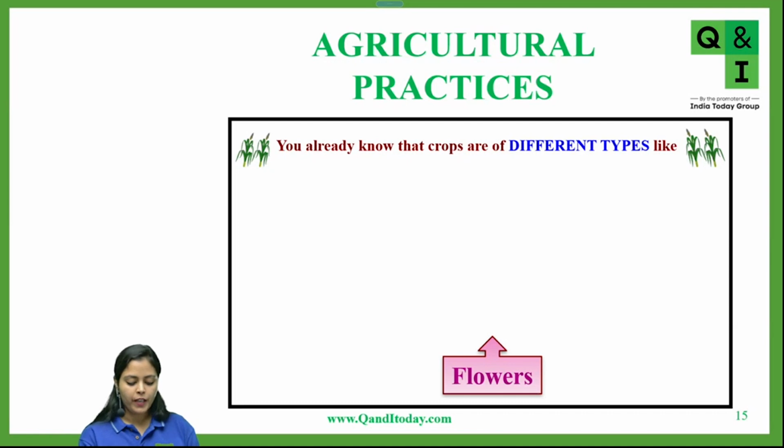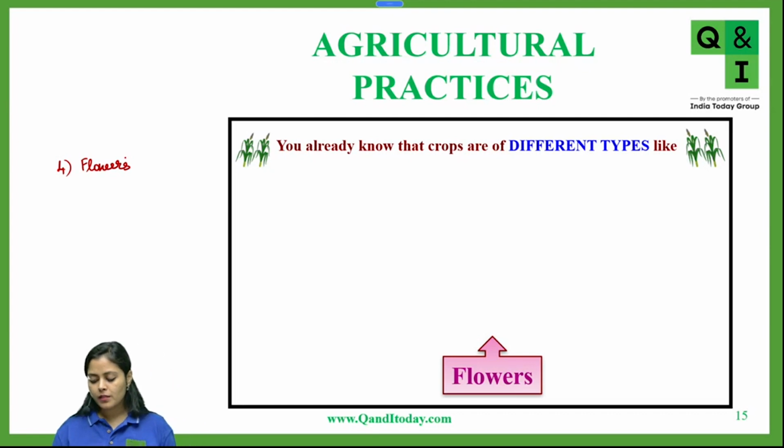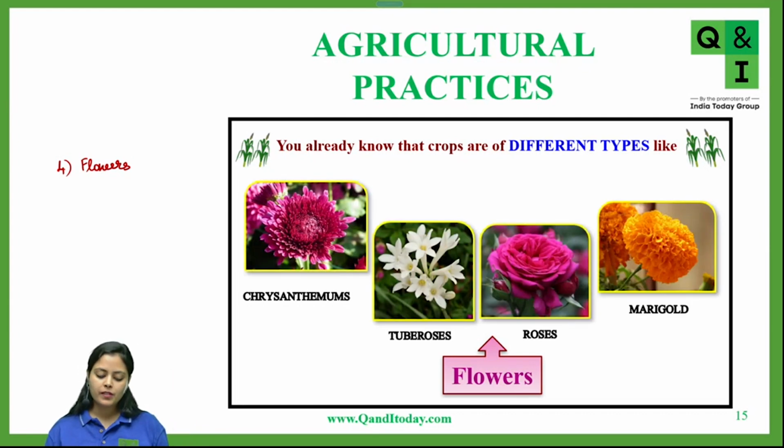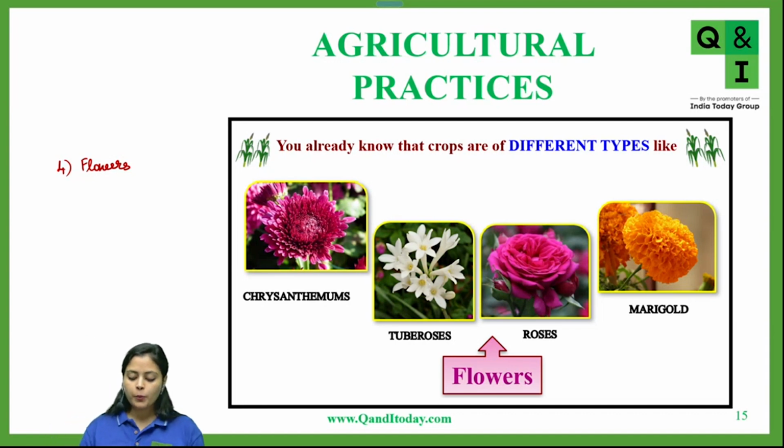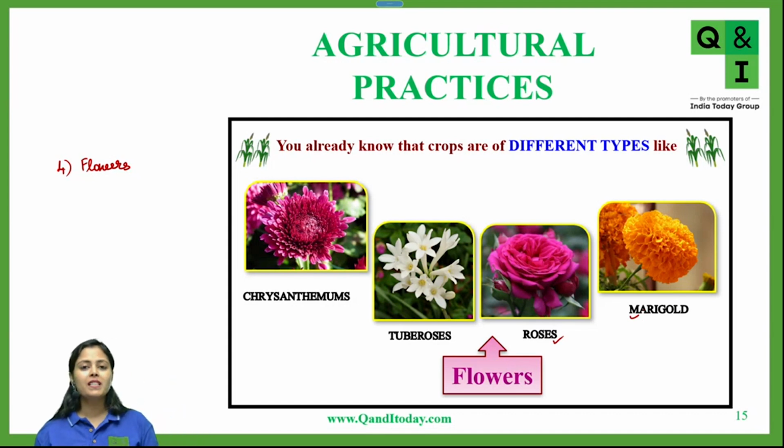Very good. Now the fourth type are flowers. So flowers are also cultivated as crops by the farmers. For example, you have chrysanthemums, tuberoses, roses, marigold. Now you may not need to remember those two names, but remember roses and marigold. They are easy to remember. Marigold means genda and rose you all know. Okay. So roses and marigold.